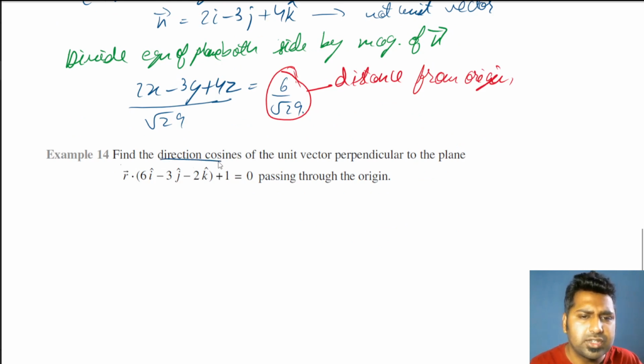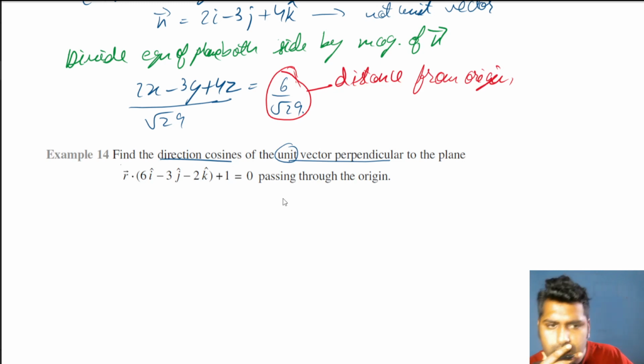Look at this question. It says find the direction cosines of the unit normal vector. Even if the question was not saying direction cosine, we know that its components are direction cosines. So even if this word was not mentioned, the question remains the same. A plane passing through origin. Find the direction cosines of the unit vector perpendicular to the plane.